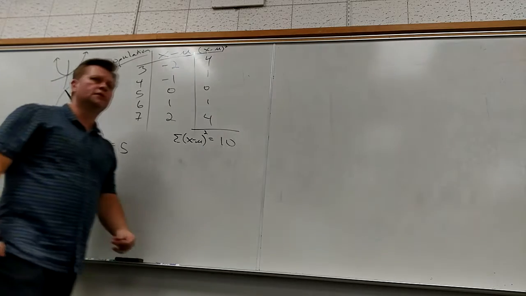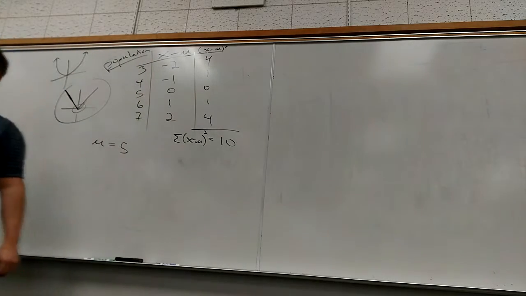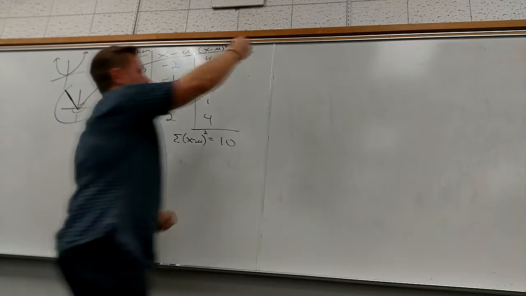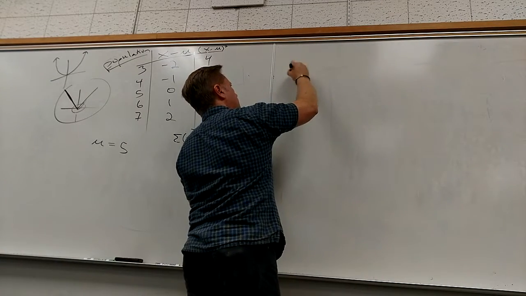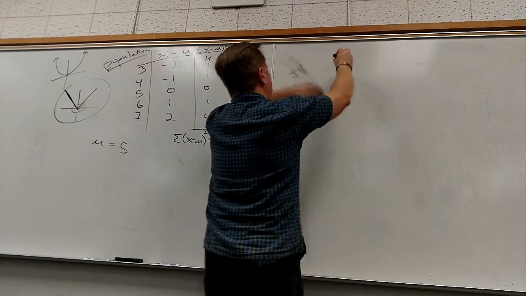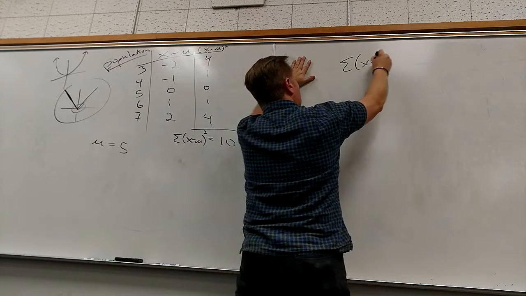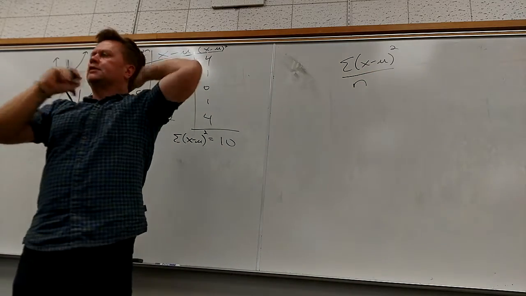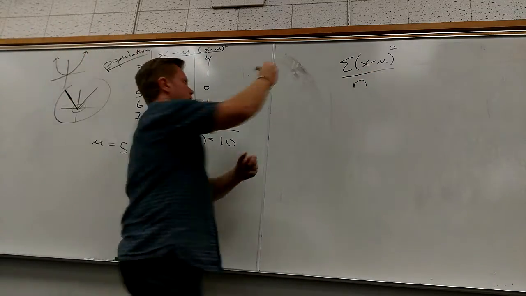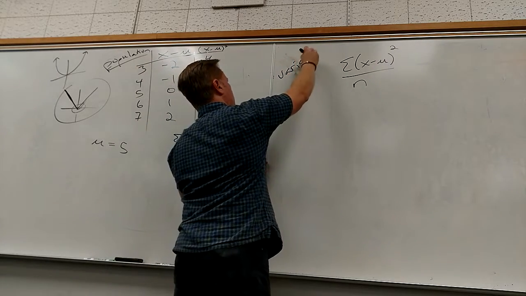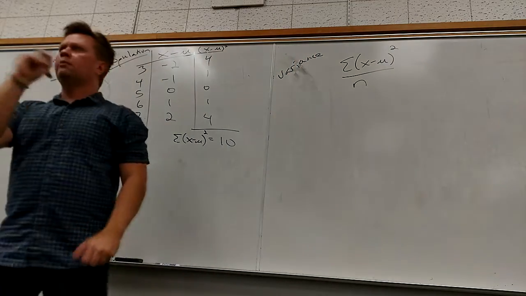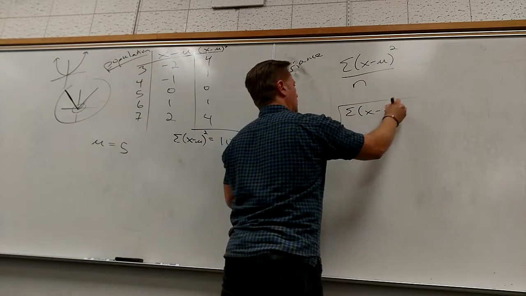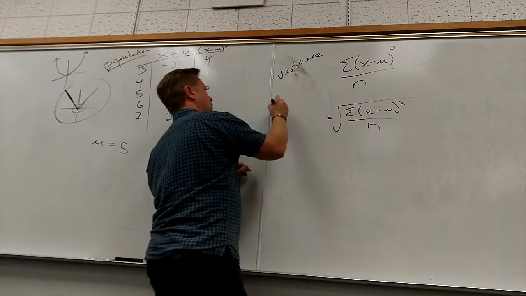And then what am I going to do with that? Divide by? No. I'm taking the average, and how many things do I have? 5. So, first off, let's just do this. If I take the sum of these divided by n, that's something called the variance. And if I square root it, that is called the standard deviation.